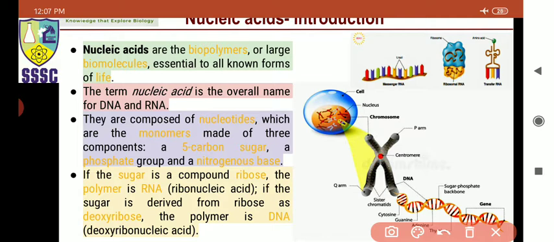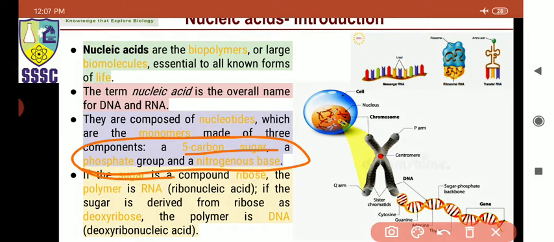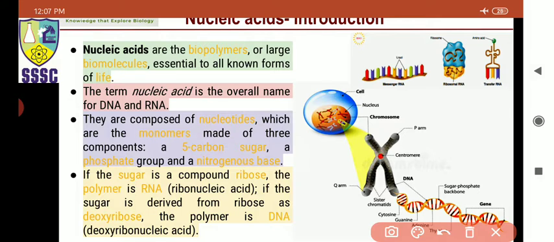Here the monomers are the nucleotides, and nucleotides themselves are a total of three things: a phosphate group, a 5 carbon ribose or deoxyribose sugar, and a nitrogen base. We will see all these things in detail. On the basis of the type of sugar, ribose and deoxyribose, the DNA and RNA are named accordingly.